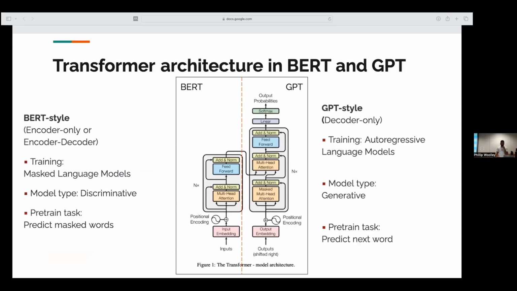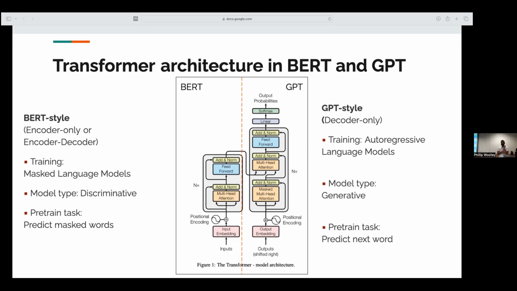Okay. So this transformer architecture has two different models inside it. One is BERT, the other one is GPT. If you just take the encoder part, that is called BERT. If you just take the decoder part, that is called GPT. BERT is trained on masked language. It is a masked language model. That means you take the sequence, you mask 15% of the tokens and ask the model to predict those 15% of the tokens.